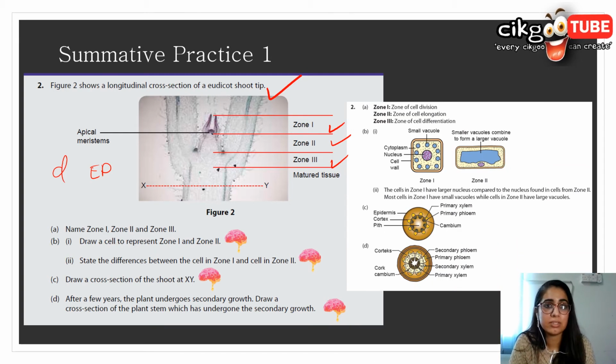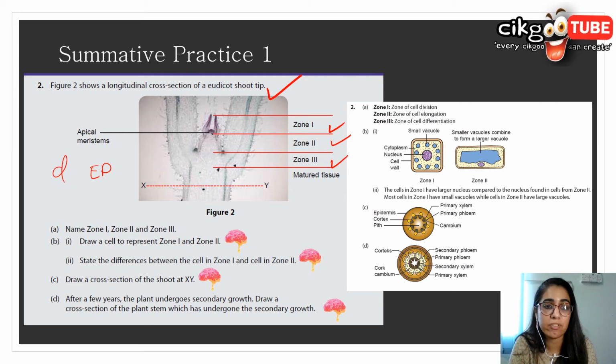So here we know the divided just now. Zone 1 will be the zone of cell division, 2 will be elongation, and 3 will be cell differentiation. Now, what's the difference between zone 1 and zone 2? The cells in zone 1 have a larger nucleus compared to the nucleus found in cells from zone 2. And most cells in zone 1 have small vacuoles, while cells in zone 2 have large vacuoles. So you draw those two things, the plant cells in zone 1 and also in zone 2, the vacuole we are talking about, and also the nucleus.